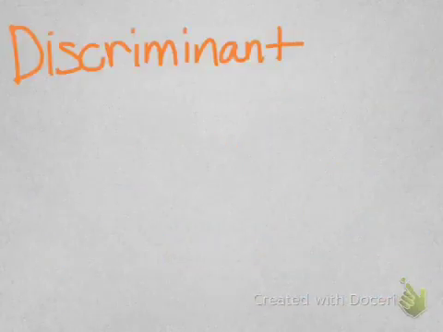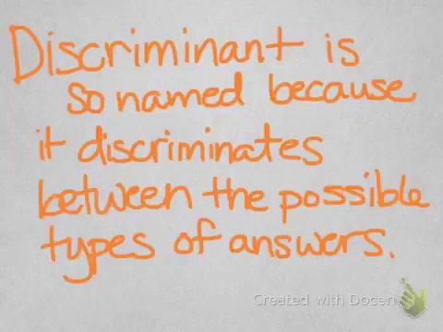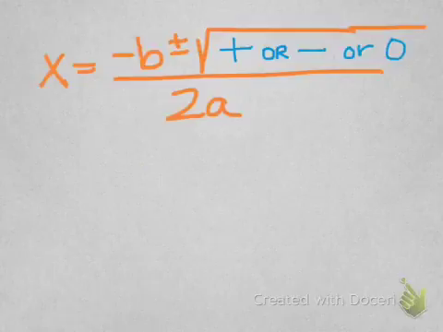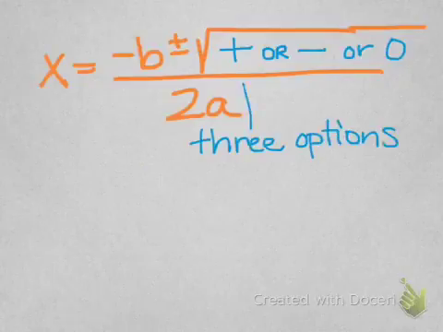So the discriminant is so named because it discriminates between the possible types of answers. So when we look at that, there are three possibilities. Under the square root, you can have a positive number, or you can have a negative number, or you can have 0. And those are going to define the three types of answers.